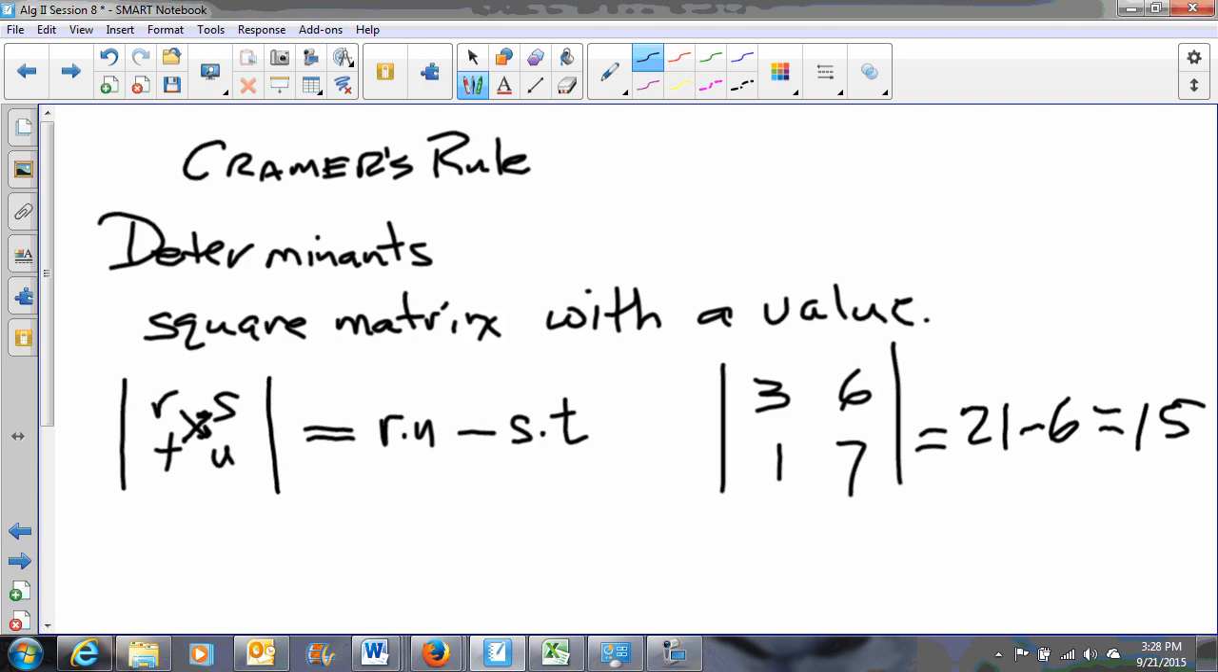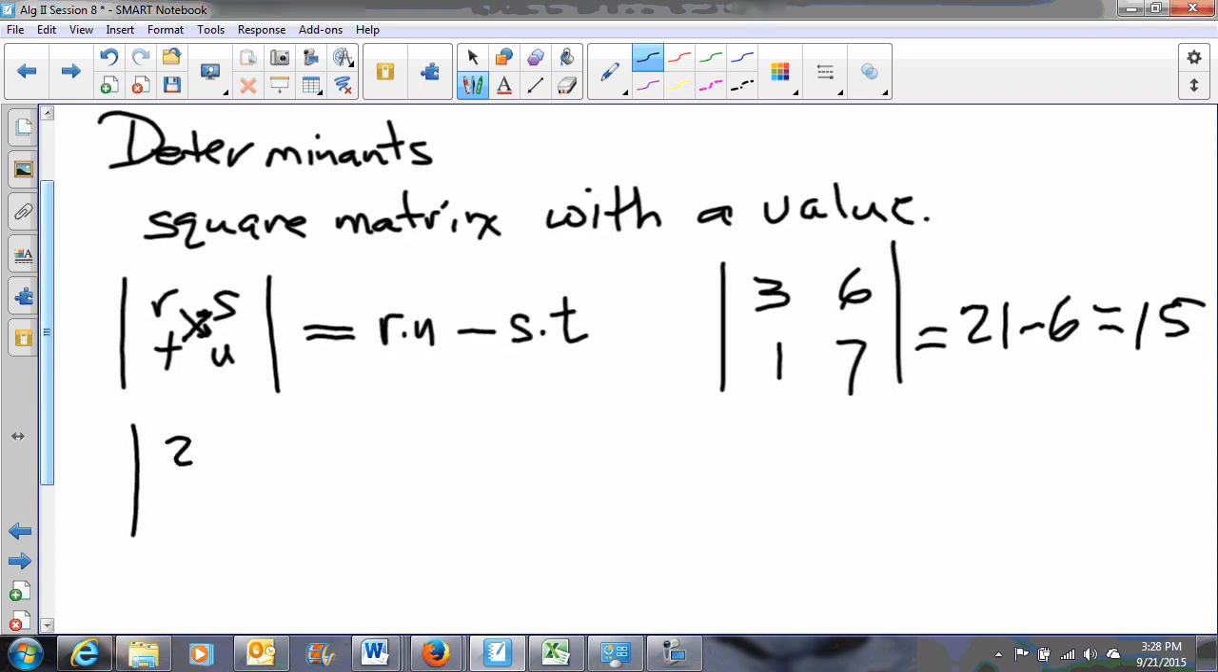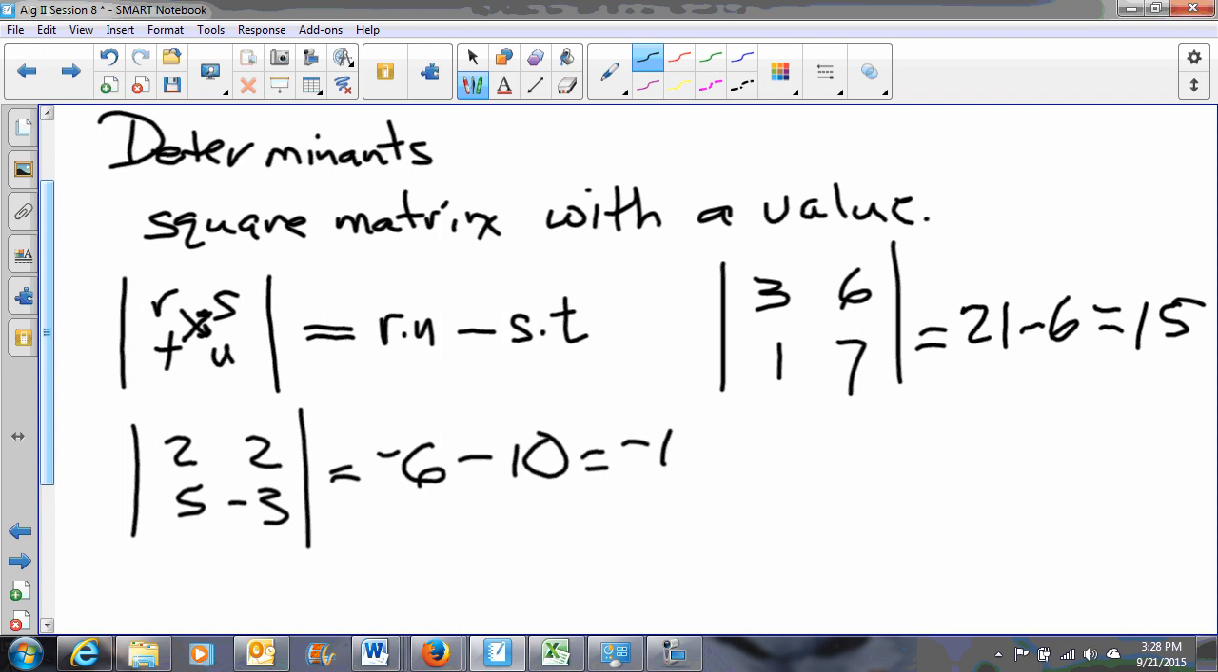Let's just try one quickly for you. How about this? Find the value of 2, 2, 5, negative 3. Okay, now I will pause the video. Well, I won't. You should pause the video, figure out what the value is, and then come back. Welcome back. Now, the value is 2 times negative 3 minus 5 times 2. So we get negative 16 in this case. Remember, the product of the numbers on the down diagonal, 2 times negative 3, minus the product on the up diagonal, 5 times 2.